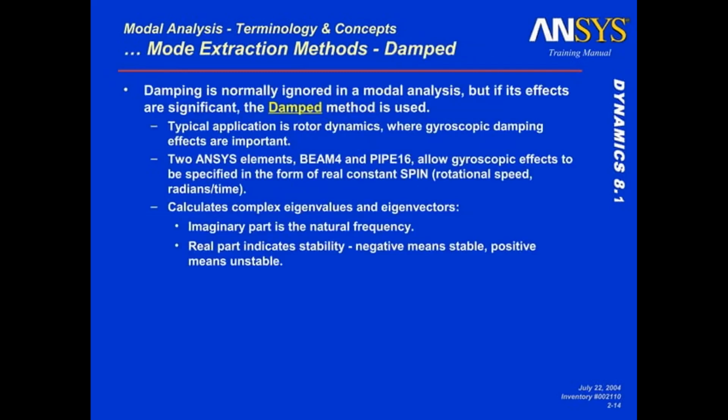Damping is normally ignored in modal analysis, but its effects are significant in a damped analysis. A typical application is rotor dynamics, where gyroscopic damping effects are important. The two ANSYS elements, BEAM4 and PIPE16, allow the gyroscopic effect to be specified in the form of constant spin, rotation speed, and real time. The calculations give complex eigenvalues and eigenvectors: the imaginary part is the natural frequency, and the real part indicates stability, where negative means stable and positive means unstable.